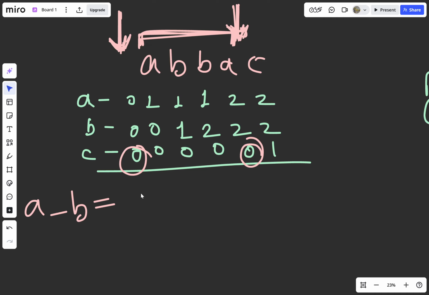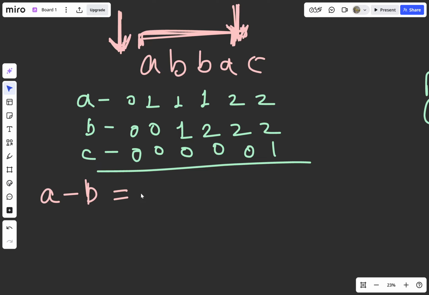In this way we can find A and B. But again, the differences between them should also be equal, meaning the A and B counts should be equal. Firstly we will calculate the difference between A and B. So we will calculate here A minus B.